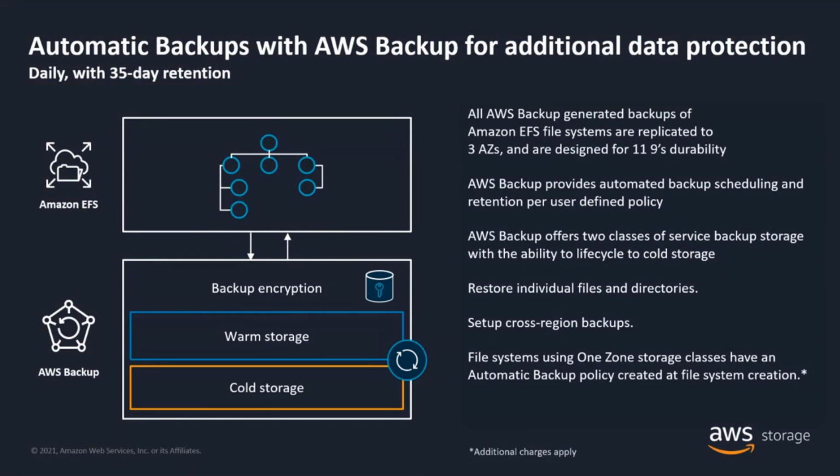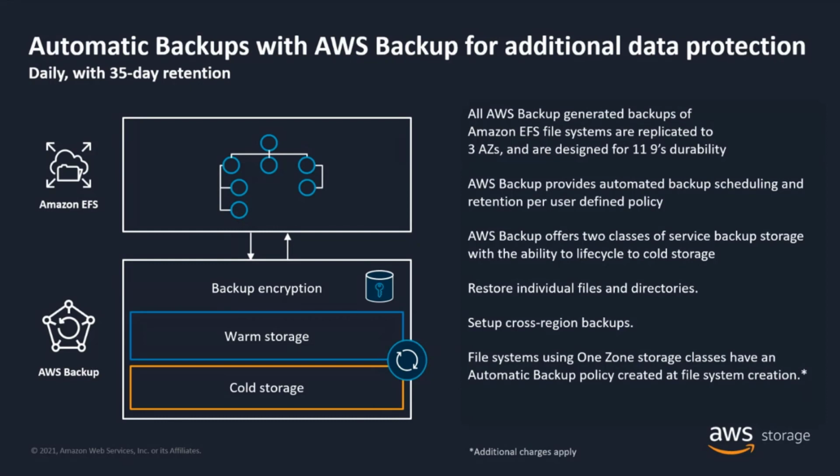To provide an extra level of data protection, file systems using One Zone storage are configured with automatic backup. So while EFS is designed for 11 nines of durability, the additional data protection uses natively integrated AWS Backup that allows you to protect your file system's data from accidental deletion by a user or an unwanted override by an application. So in addition to just using the automatic backup feature, you can back up your file systems using just a single API call or a single click in the EFS console.